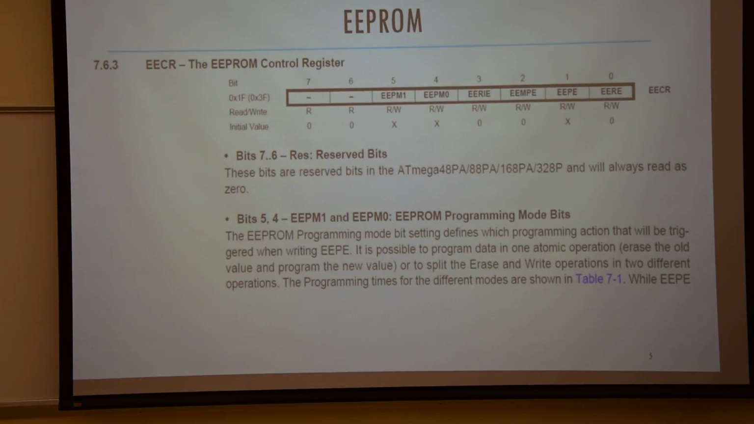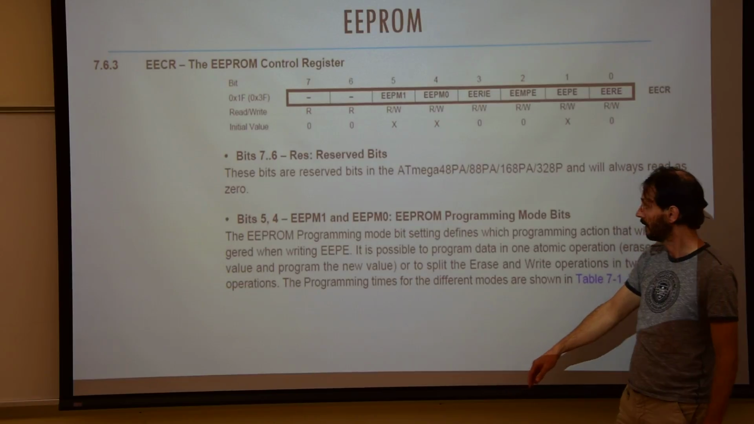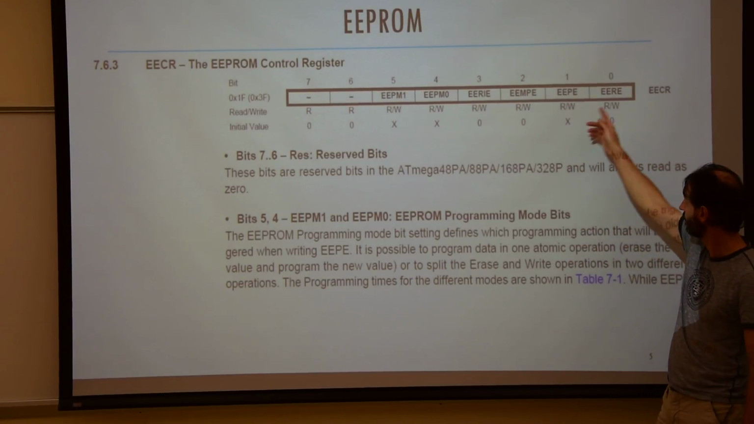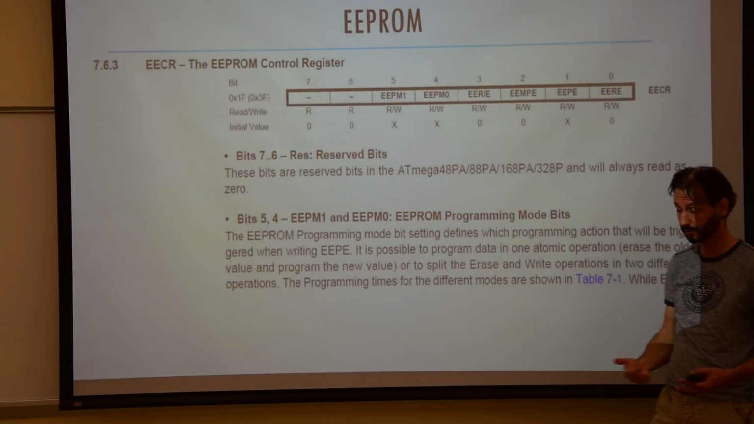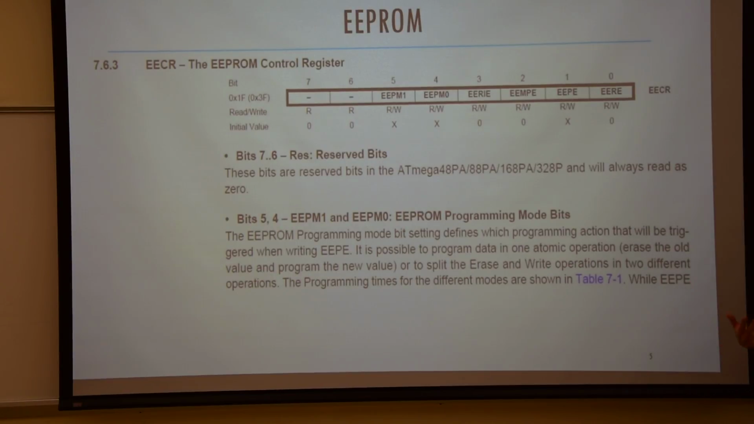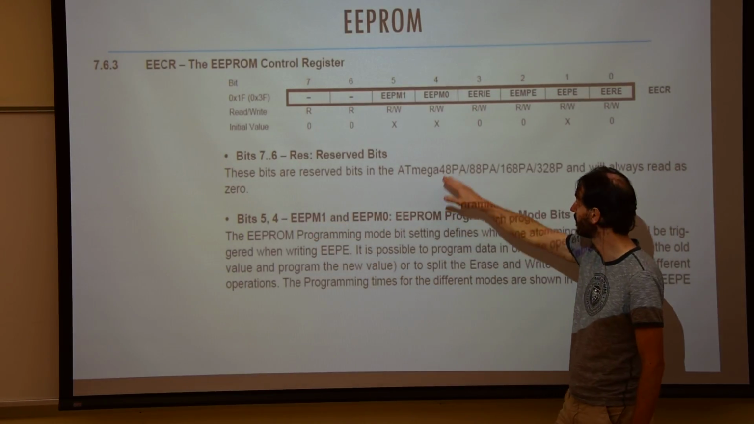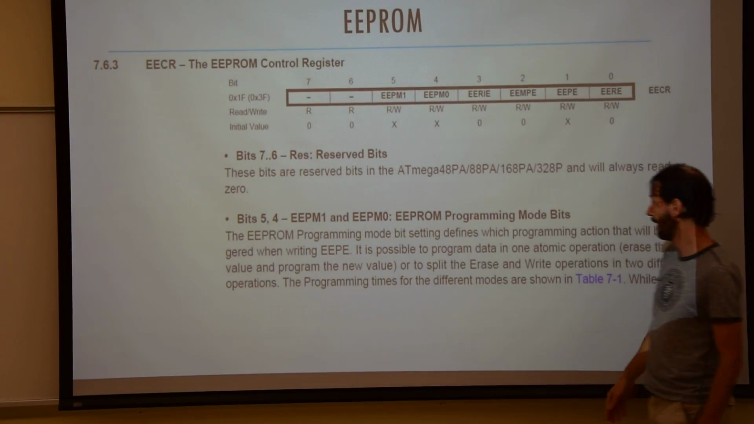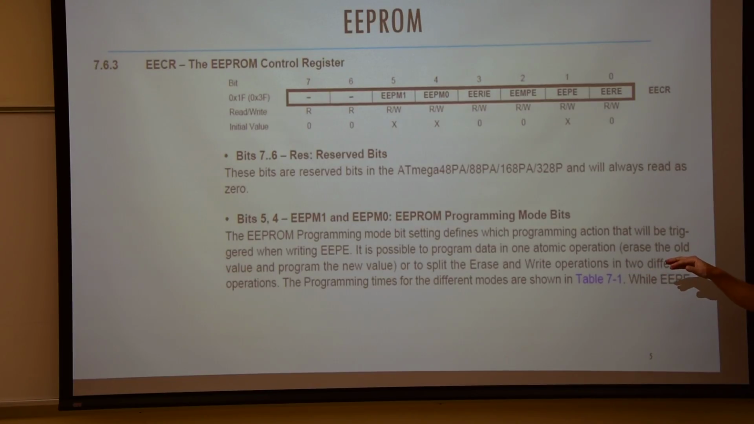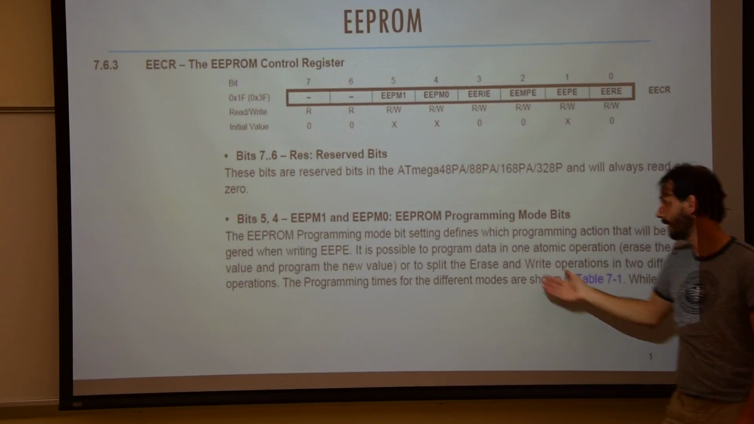Now, you have a control register, and it's a bunch of fields again, so we try to interpret it. So you start to learn how to read these data sheets more and more. So let's look through this. What is this? EEPM1 and EEPM0, those two are really about the EEPROM programming mode bits. So what can you do with this thing? There's a little bit of text over here.